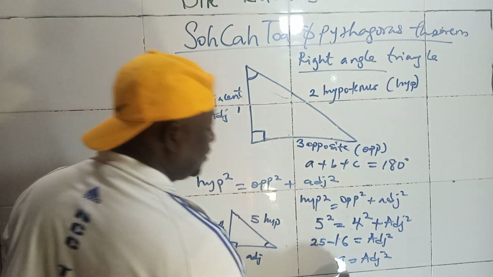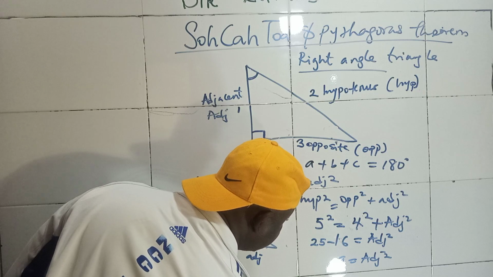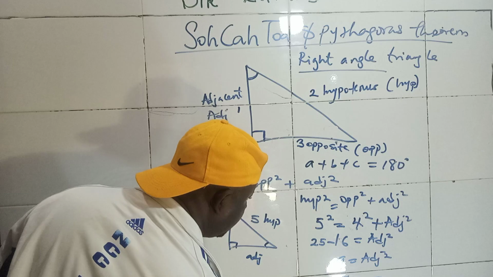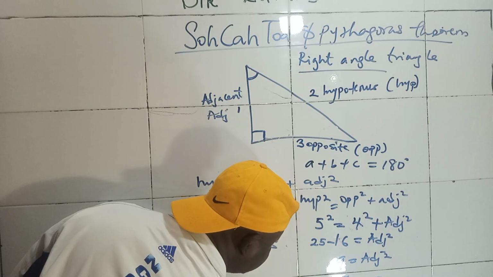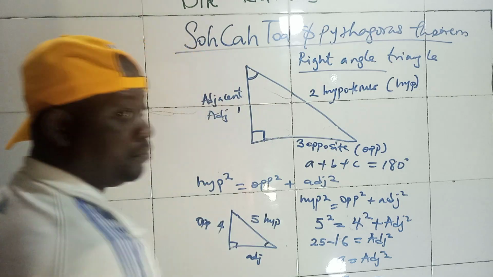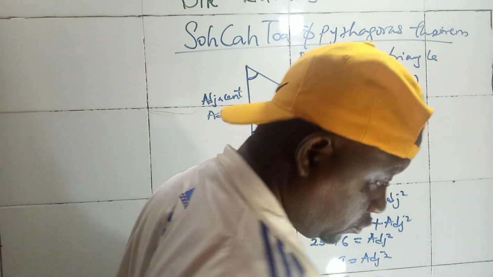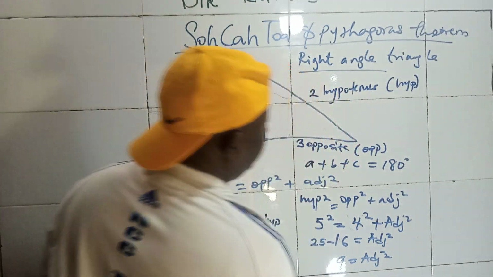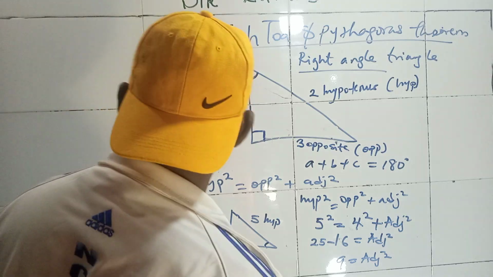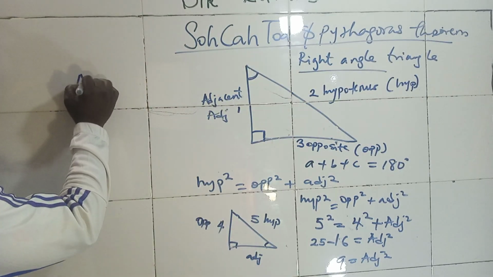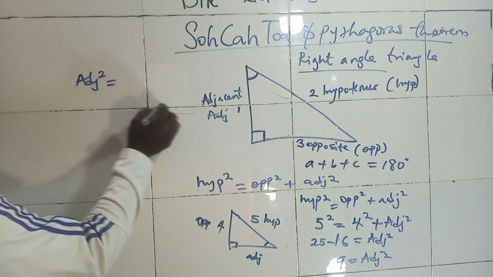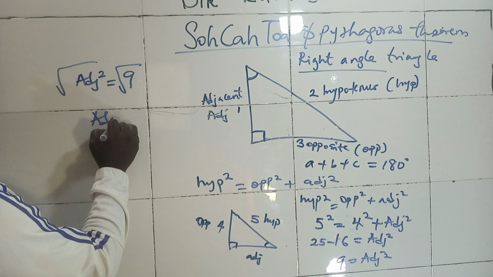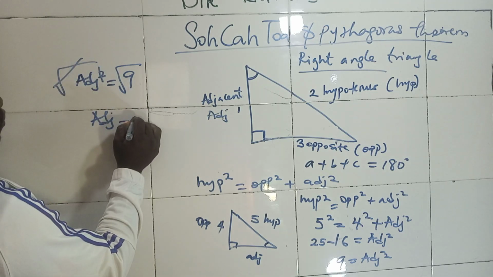So you take the square root of both sides. So you have adjacent is equal to square root of 9. Adjacent squared, you know you are taking the square root. This will cancel this. Sorry, let me rub it. So you have adjacent squared to be equal to 9. So you take the square root of both sides. So you have adjacent, this will cancel this, is equal to 3.